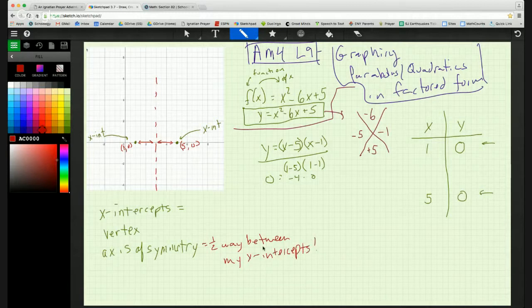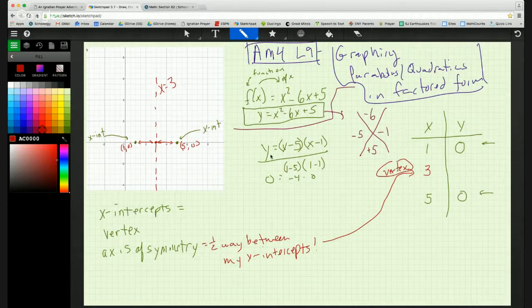This is a key point. So if it's halfway between, it's right here at 3, 0. So this line has to be x equals 3. So I know that my vertex is at a point somewhere along here where x is 3. Let's find the point where x is 3, and then we're going to have our vertex, because it's got to be on this line.